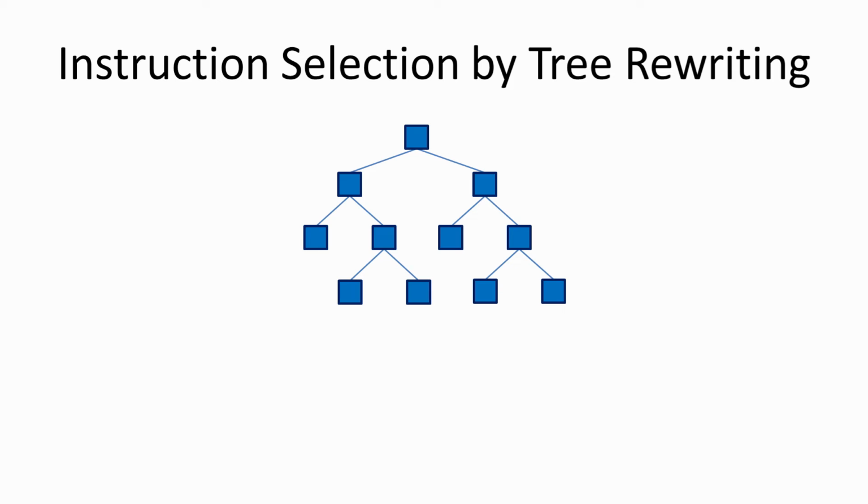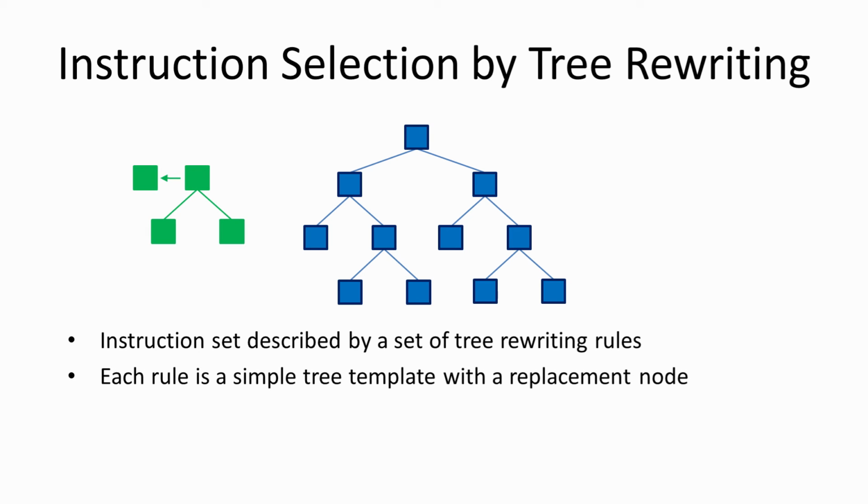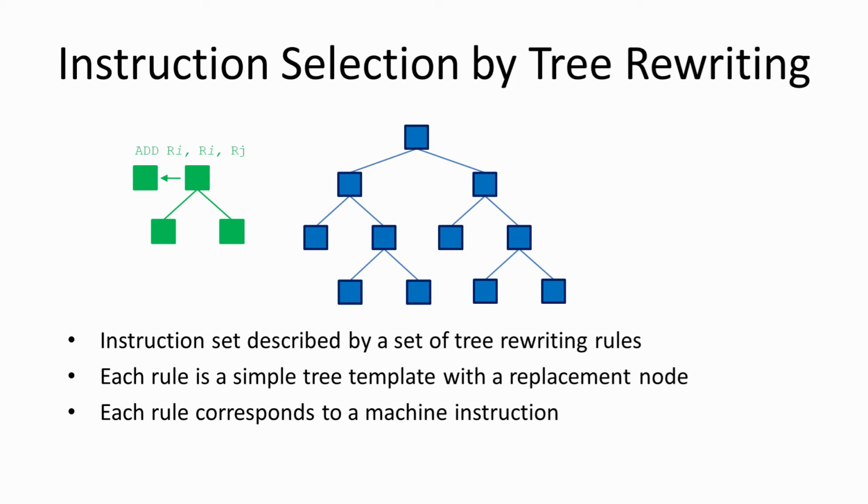Tree rewriting is an alternative way to select instruction sequences of machine code instructions to match an intermediate representation of a program. The code generator employs a set of tree rewriting rules that describe the instruction set of the target machine. These rules are collectively known as a tree translation scheme. Each rule is represented by a simple tree template, along with a replacement node. And each rule also corresponds to a single machine code instruction.